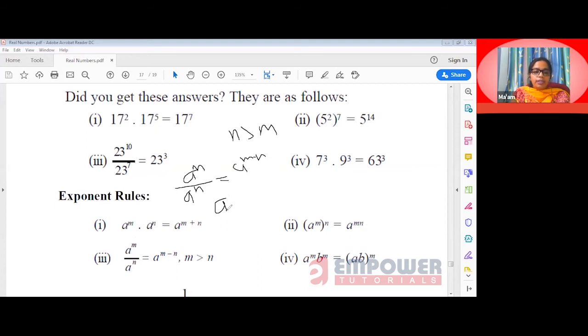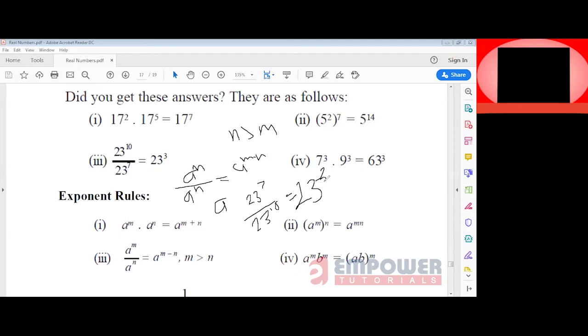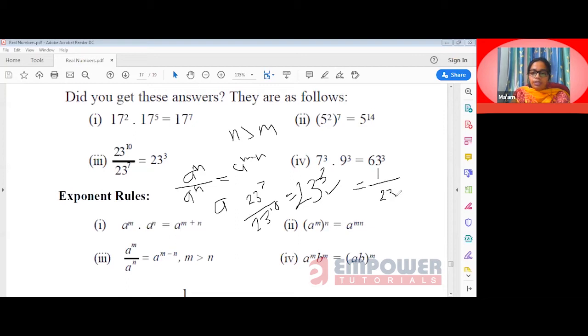So let's say we will use this one. 23 raised to 7 upon 23 raised to 10. So the answer of this will be 23 raised to minus 3, right? Minus 3. So is this the correct way to write it? Or should I write it in this form, 1 upon 23 raised to 3? Yes?